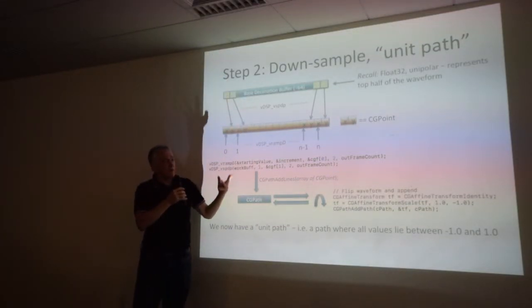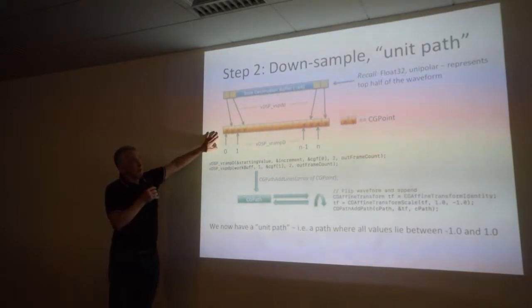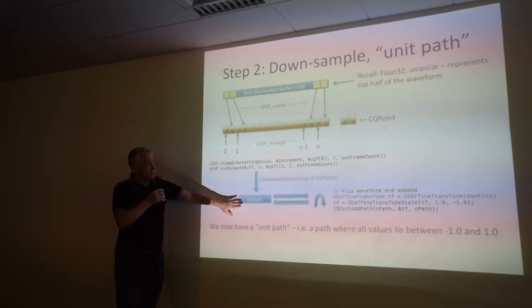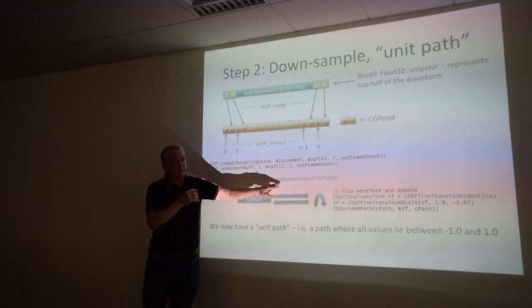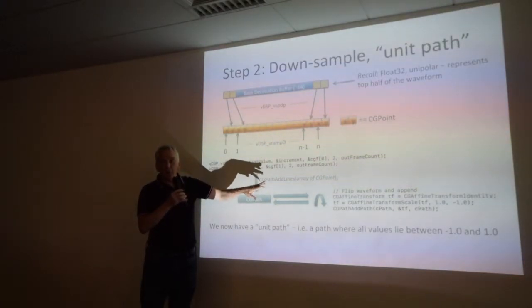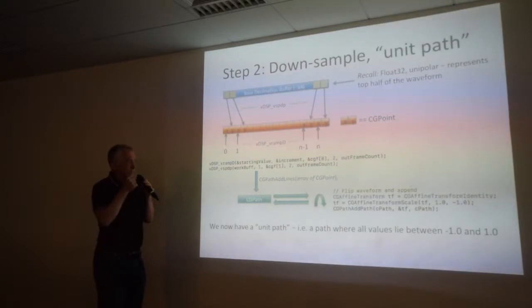Output frame count is whatever it needs to be in terms of how much I'm dealing with at this point. And that gives us an array of CG points. We then stuff that into the CG path, a very, very simple process of just adding lines, adding that array that are interpreted as points to connect, lines to connect.